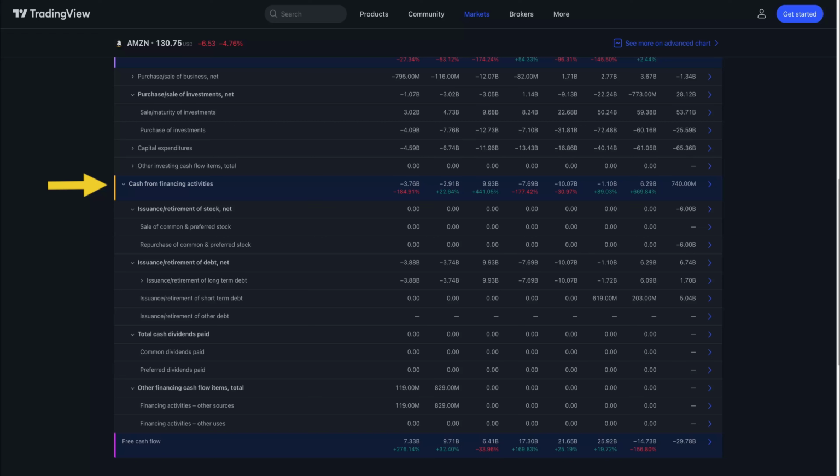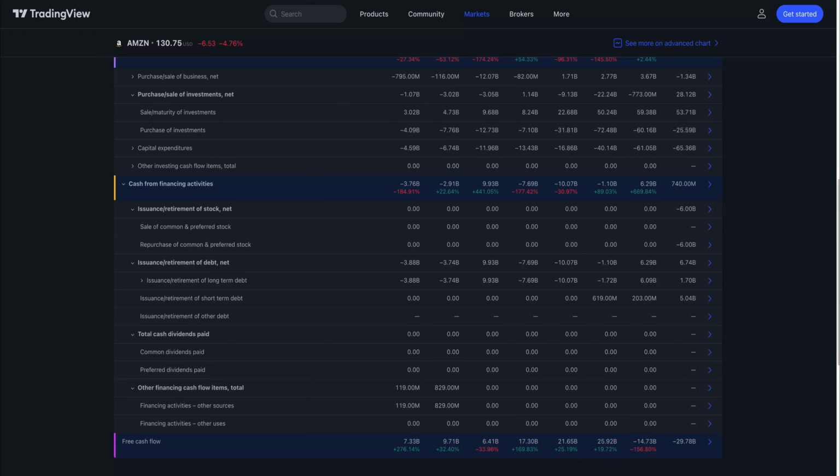The last part of the cash flow statement is the cash from financing activities. These activities are broken down into four subcategories. The issuance or retirement of stock, which represents the net change in the carrying value of common and preferred stock. The issuance or retirement of debt, which represents the net change in the total debt of the company. The total cash of dividends that were paid out. Keep in mind that not all companies pay dividends. And last, other financing cash flow items that can generate cash for the company.